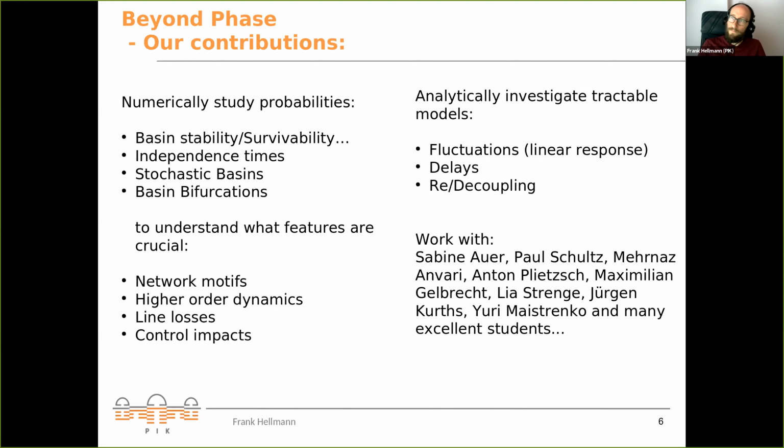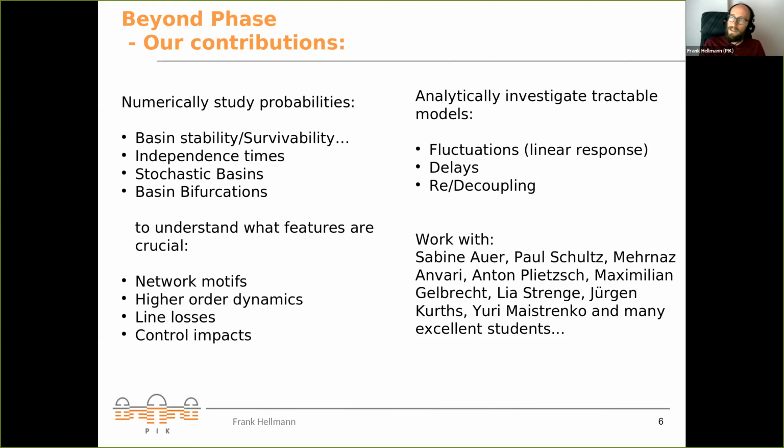In our group, we've been working on this with basically two focuses. The one focus is to numerically study probabilities. So we take this high-dimensional, highly complex system of phase oscillators or what have you, and we ask probability questions like, if I perturb a node of degree 3, what is the probability that I cause desynchronization?